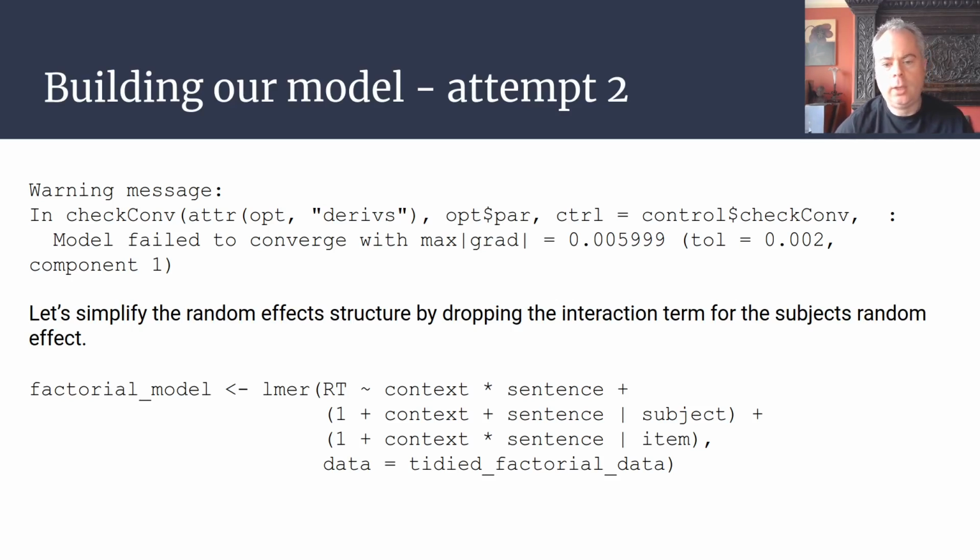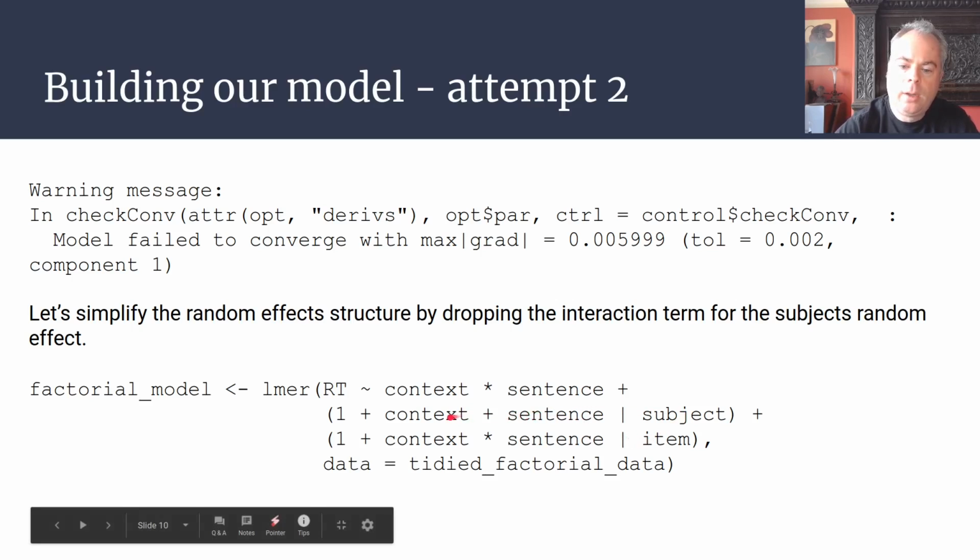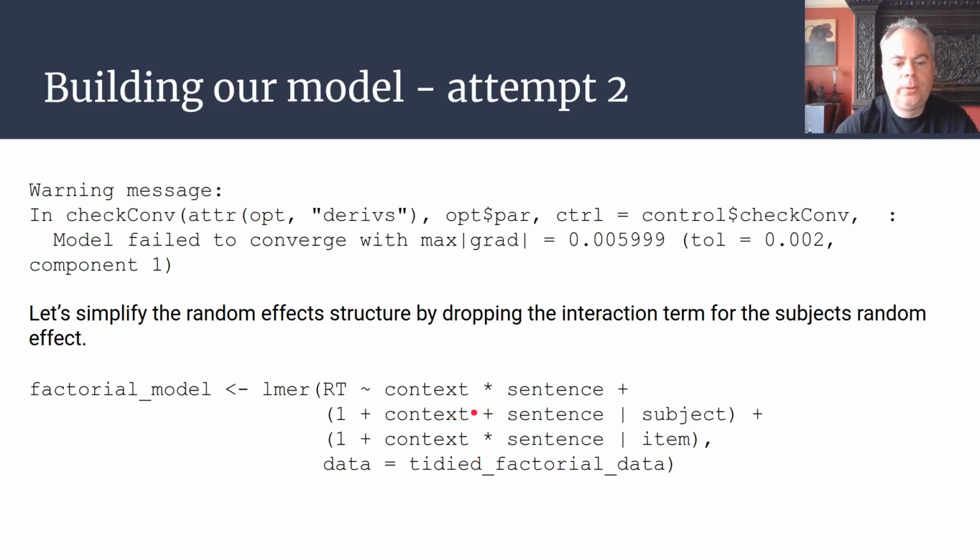One way to address this issue is to simplify the random effects structure in our random effects terms until we find a solution of a model that fits our data with the right sort of parameters that can be estimated. So what I'm going to do down here is simply drop the interaction term of context by sentence for our subjects. We're going to model just the main effects of context and sentence as the random slopes for our subject random effect term.